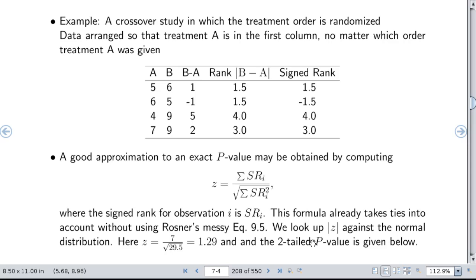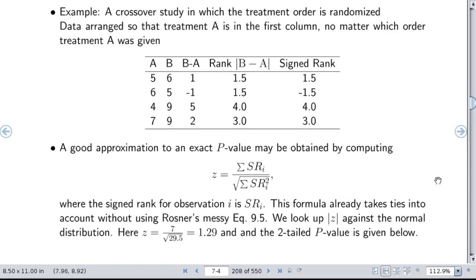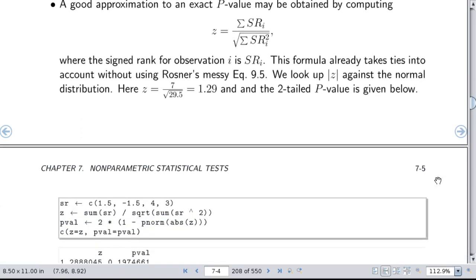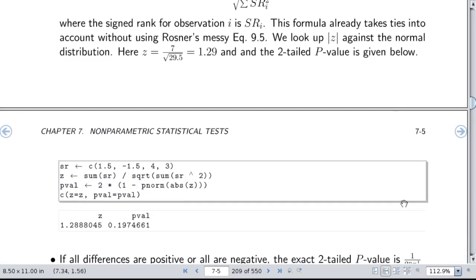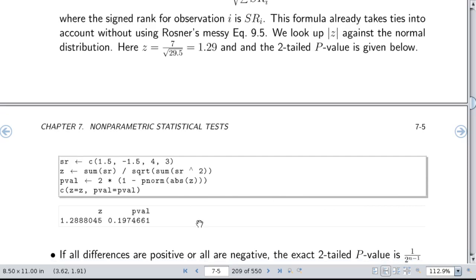For this four observation data set that we're looking at, the z statistic is equal to 7, which is the sum of the signed ranks. So you see these two canceled out, and we're left with 7. And then the sum of the squares of the signed ranks is 29.5. You take the square root of that, divide, you get a 1.29. We don't have much evidence here with a sample size that small. And you can calculate the p-value using the two-tailed method, getting the tail area and doubling it. And the p-value is 0.197.